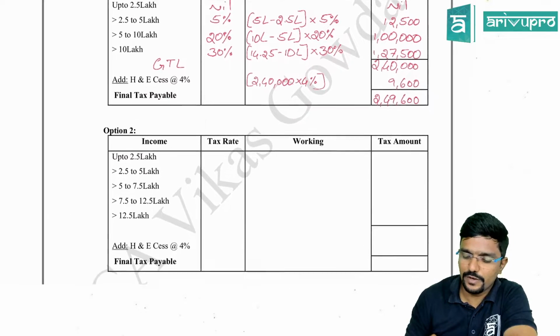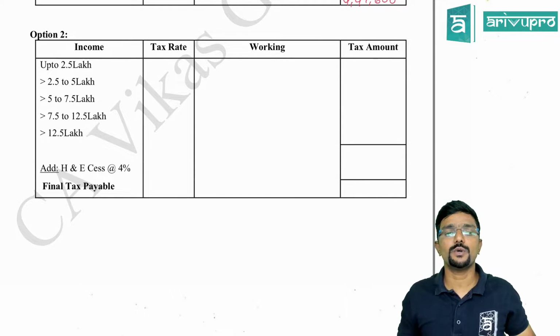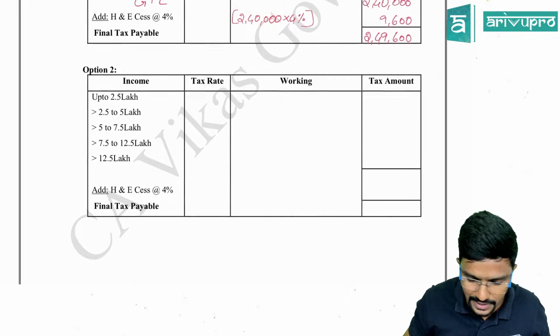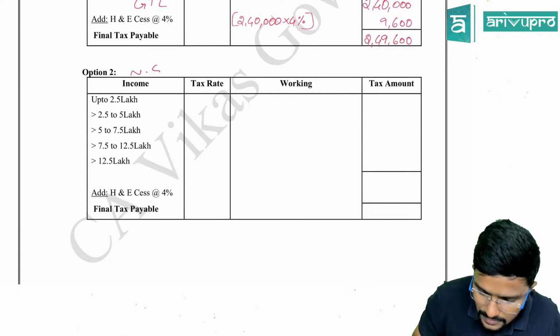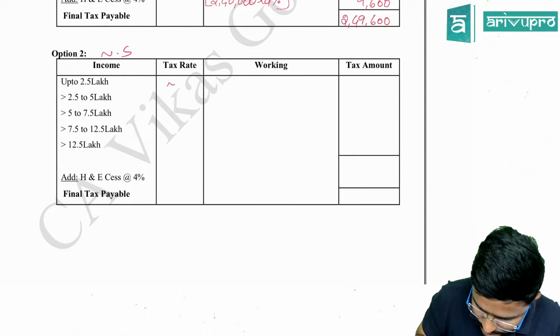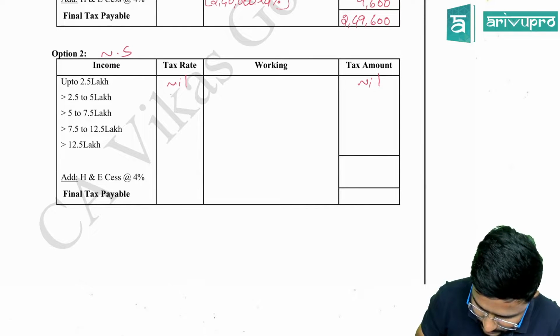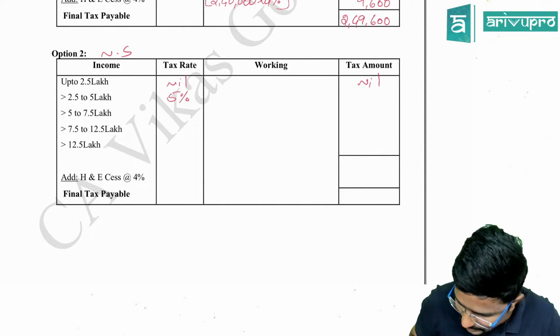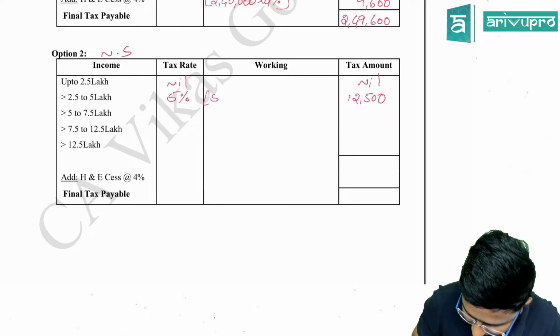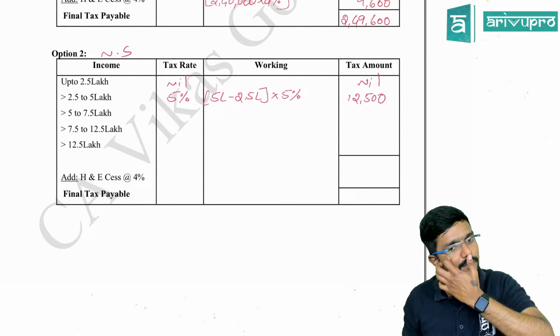Chalo, we'll go to option 2. Under option 2, the tax rates will change. Be careful with that. So option 2, new scheme. Up to 2.5 lakh, nil, so the amount also will be nil. Then 2.5 lakh to 5 lakh, 5%. It will be 12,500, the same amount will remain the same. Let me show also: 5 lakh minus 2.5 lakh into 5%.